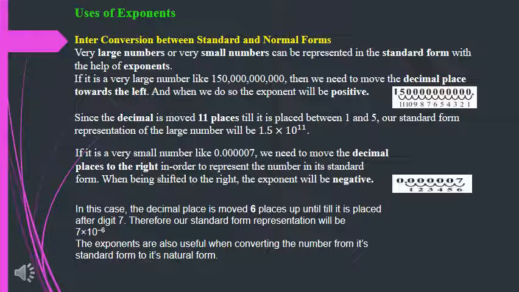If I want to express a very small number, that is 0.000007, for that I shift the 7 towards the left after the decimal point, and the power should be negative. So the answer is 7 into 10 raised to the power minus 6, because I shifted 6 digits after the decimal point towards the left-hand side. So this is the use of exponents.